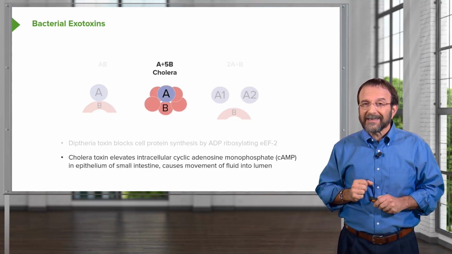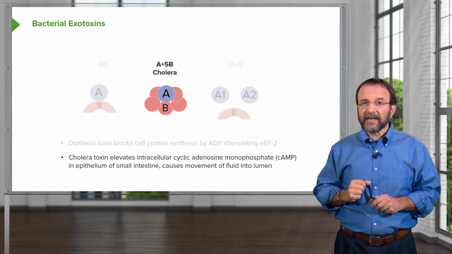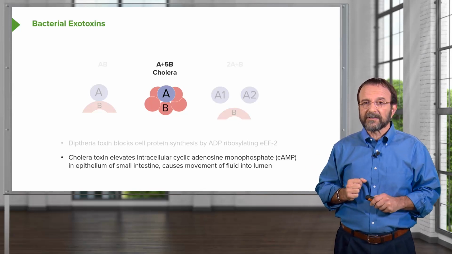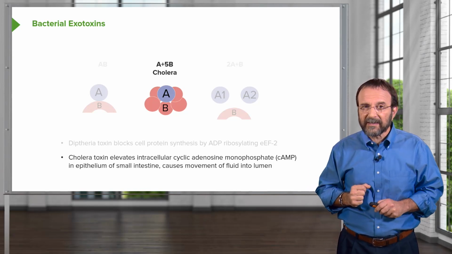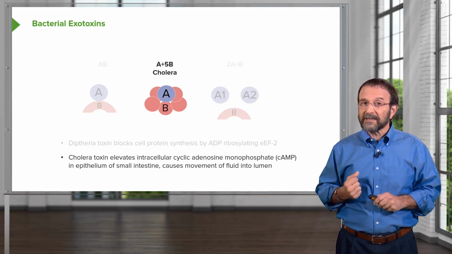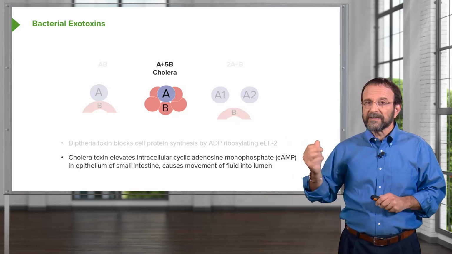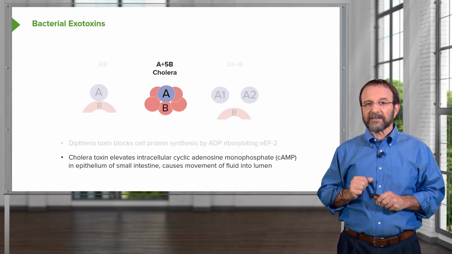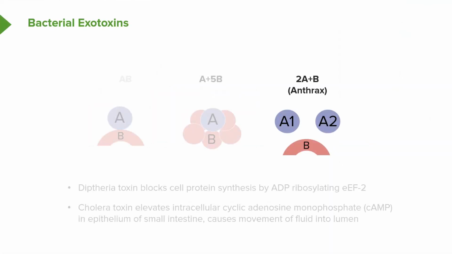Cholera toxin is composed of a single A subunit and 5 B subunits. This toxin elevates intracellular cyclic adenosine monophosphate in the epithelium of the small intestine, and that causes movement of fluid into the lumen and the classic diarrhea associated with cholera. And finally, the anthrax toxin, the highly lethal anthrax toxin, is composed of 2 A and a B subunit, and again, the B subunit binds the cell receptor.